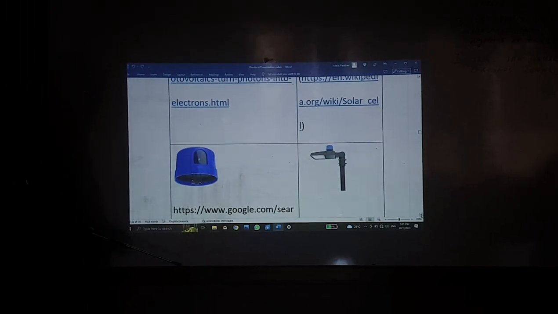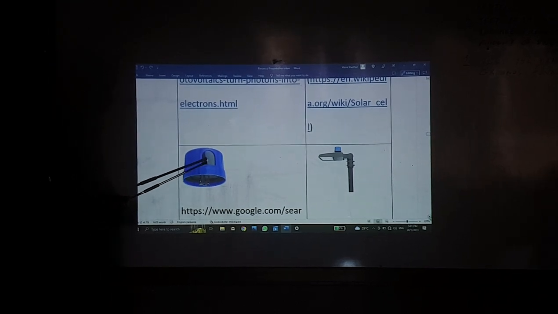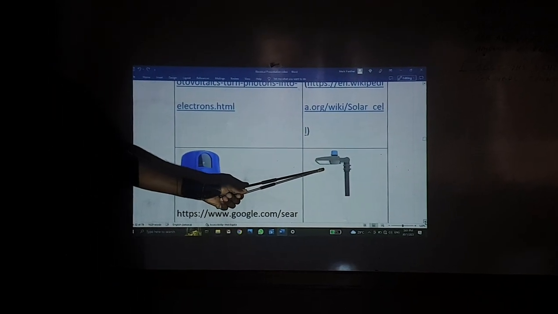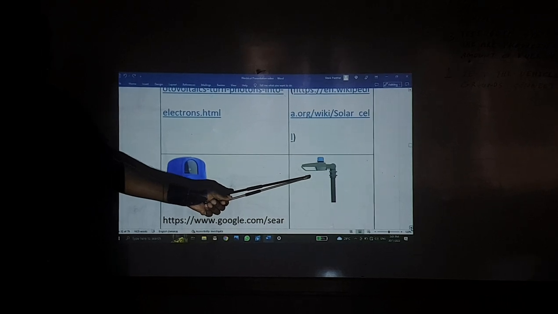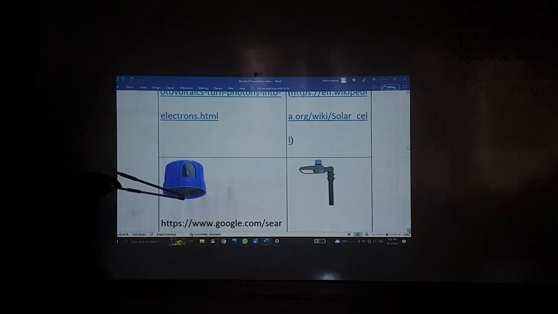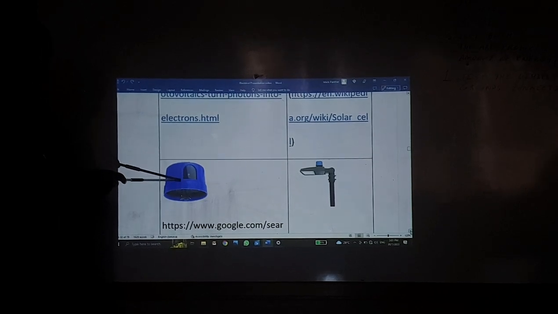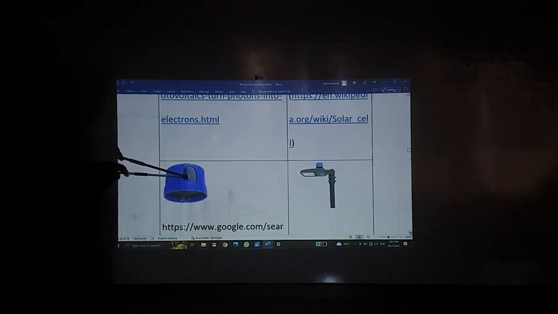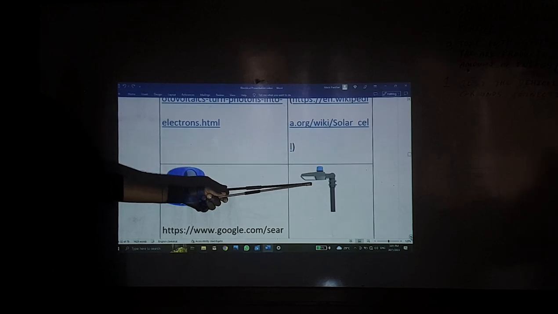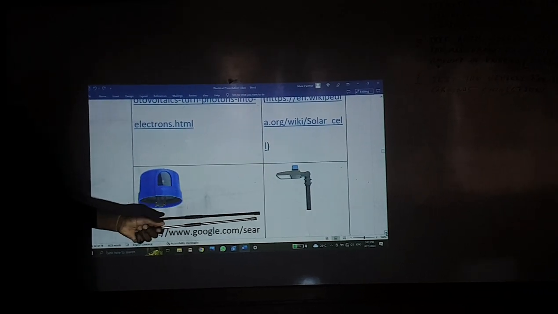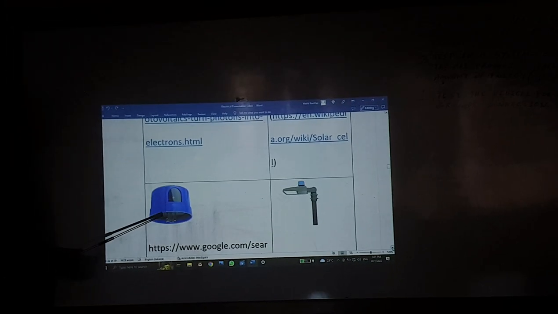Alright, stop. Remember these things? This thing right here. You are right, remember this? The photocells right here. Semiconductor material again. Whenever it gets dark, it allows this light to turn on, the street light. Photocell.